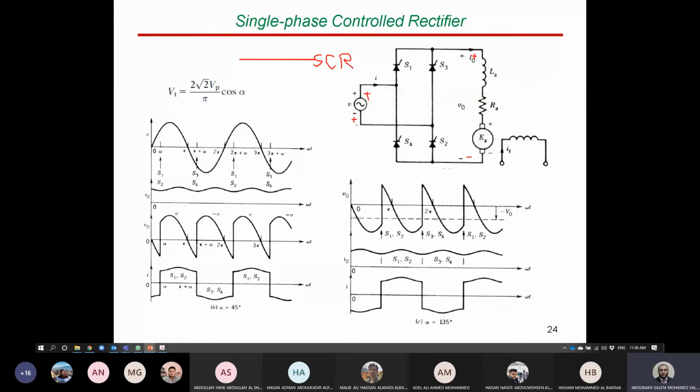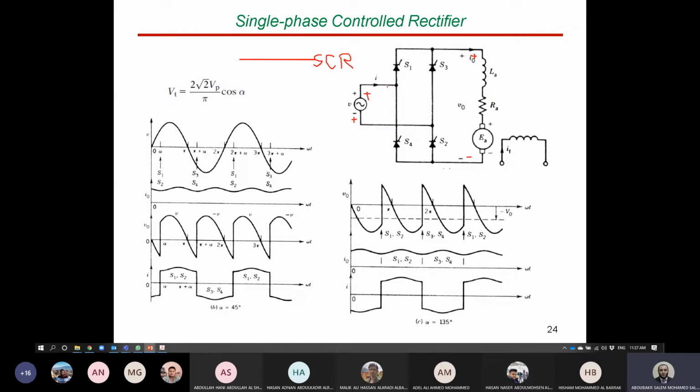So the positive will be here. So we can now turn on S3 and S4. If we turn on S3 and S4, the positive will come through S3 to the same terminal of the load, and the negative will be connected through S4 to the upper point here.